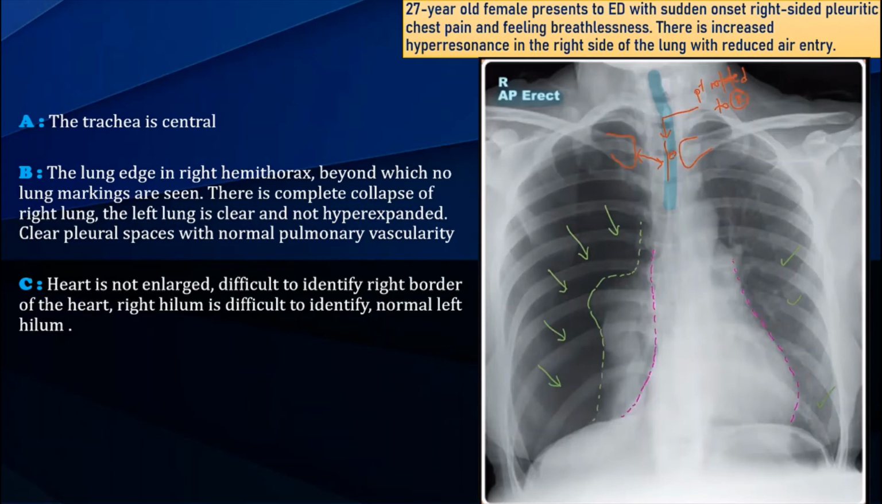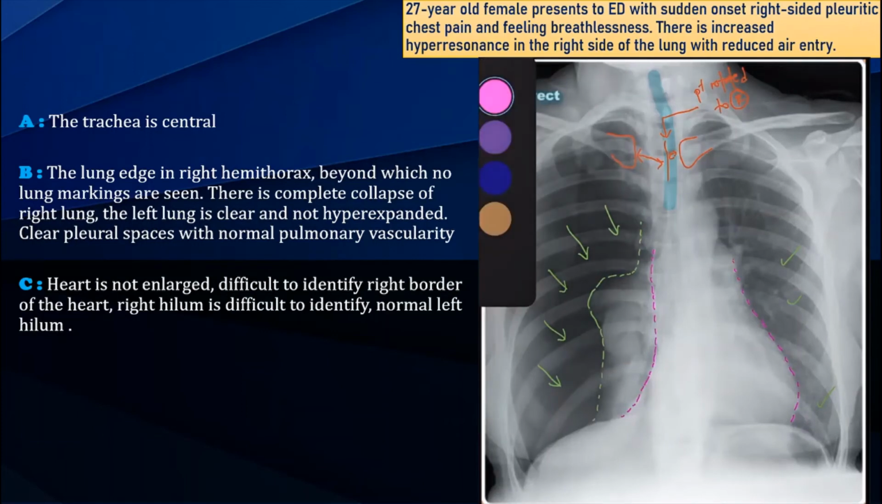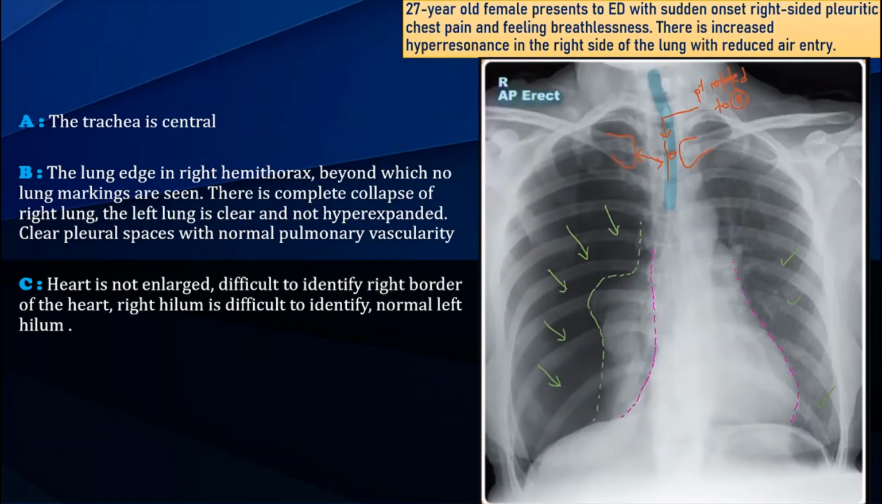The heart is not enlarged, but you can't confirm it with AP. You need to confirm it with a PA view chest X-ray. And the next thing that you want to look for is the hilum. You really can't see any right hilum here because of the right-sided lung collapse. But then the left side is pretty normal, and the position is good.